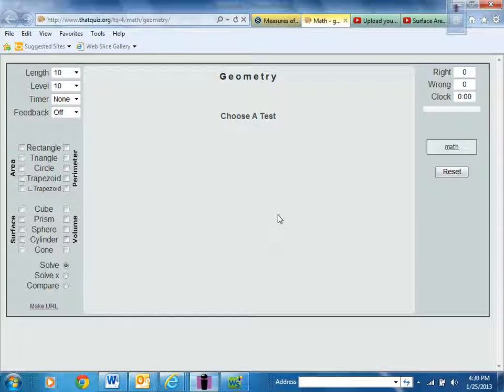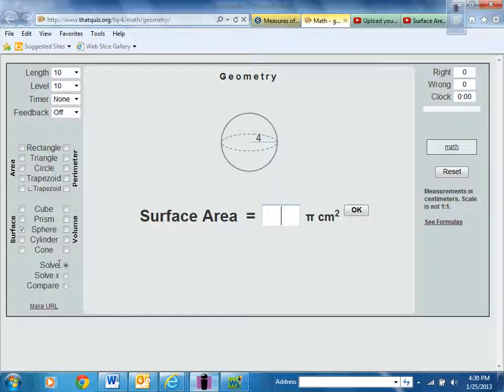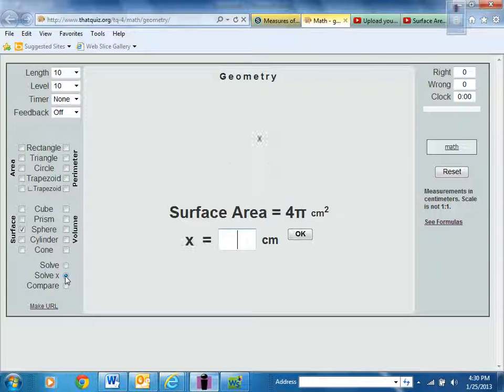Okay, so what you want to do is you want to come over here. Okay, here's our sphere. And then you want to click surface. Then you want to come down here and click solve x. Alright, there you see it. There actually is no radius value here. And so then it gives us a surface area.